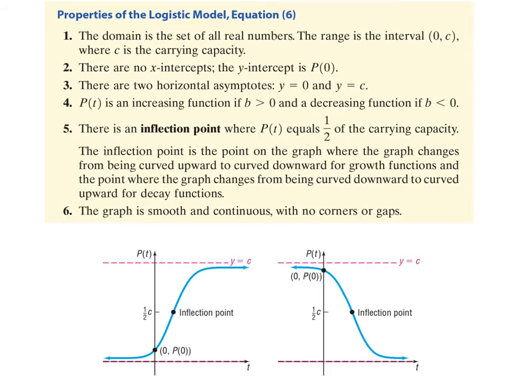And here are just a few more things to keep in mind, especially when you look at a graph of a logistic model. So the domain for any logistic model is going to be all real numbers, but the range goes from 0 to c, whatever that carrying capacity is. And there are no x-intercepts, and there's only one y-intercept at p of 0, so when x equals 0. And there are two horizontal asymptotes, so one at y equals 0 and one at y equals c, carrying capacity. And the function is increasing, so this is the increasing one, when b is greater than 0.